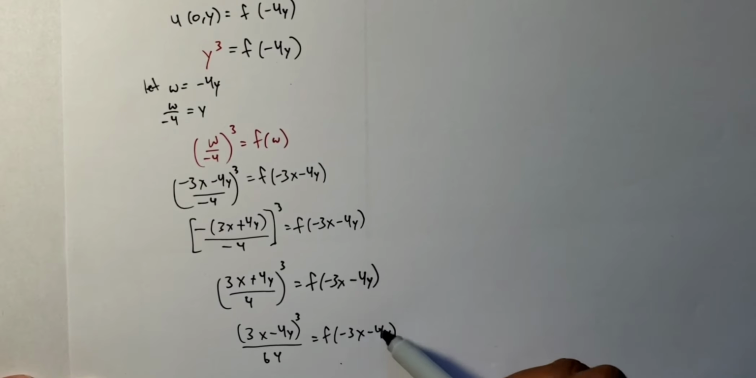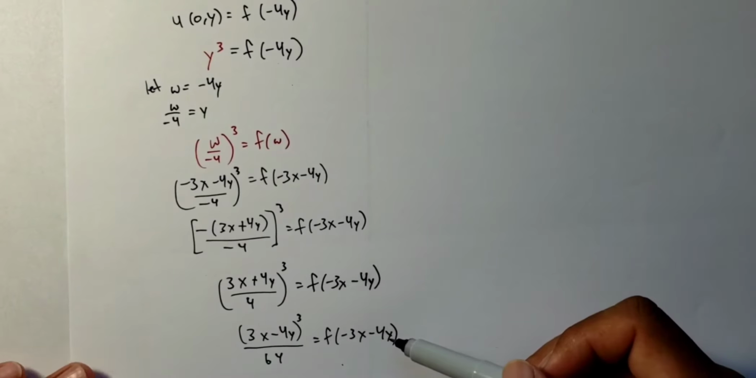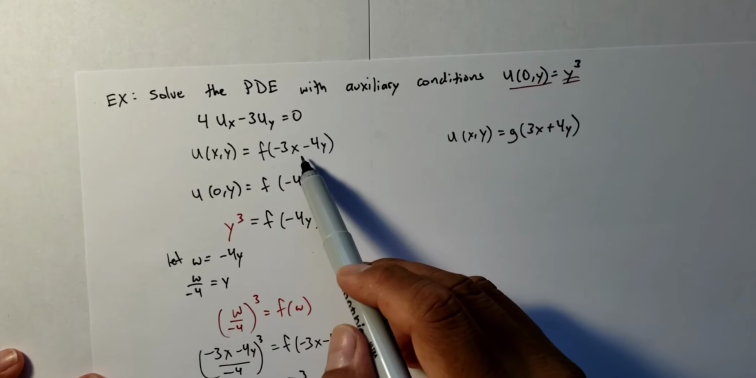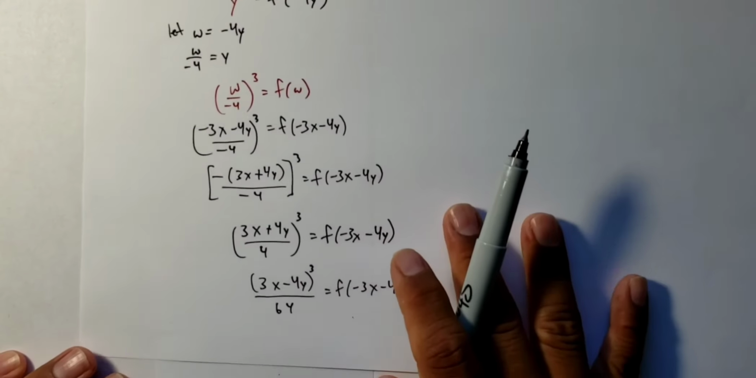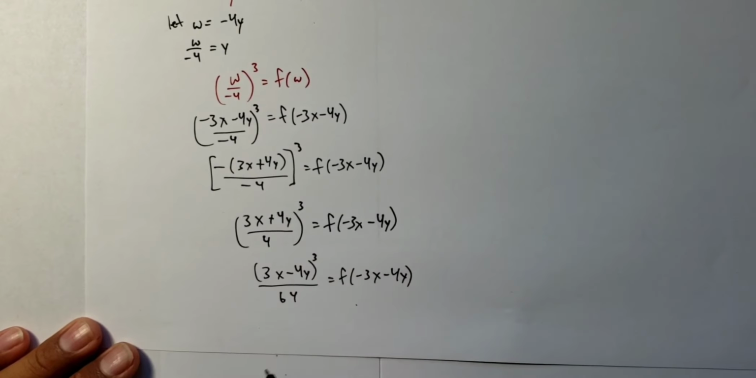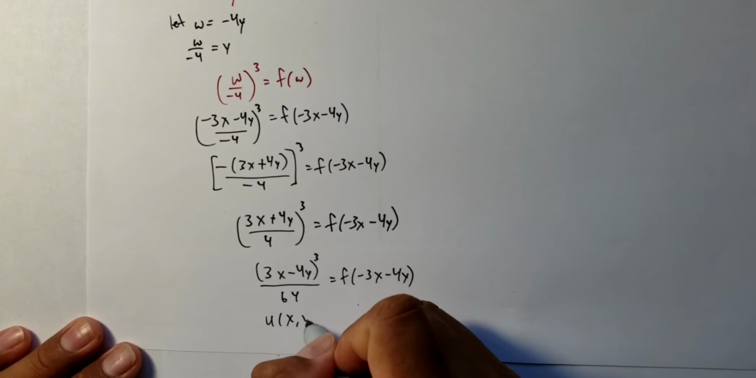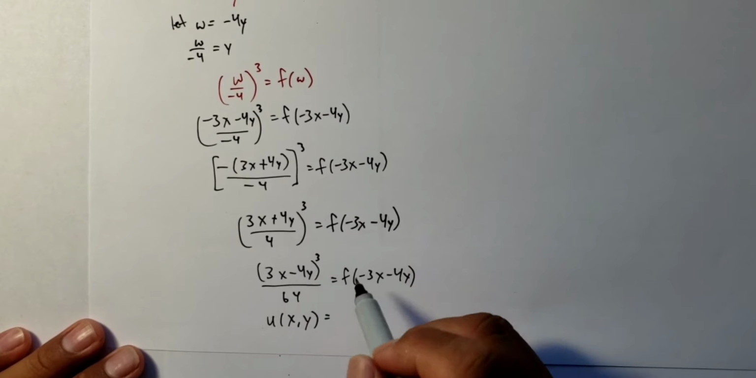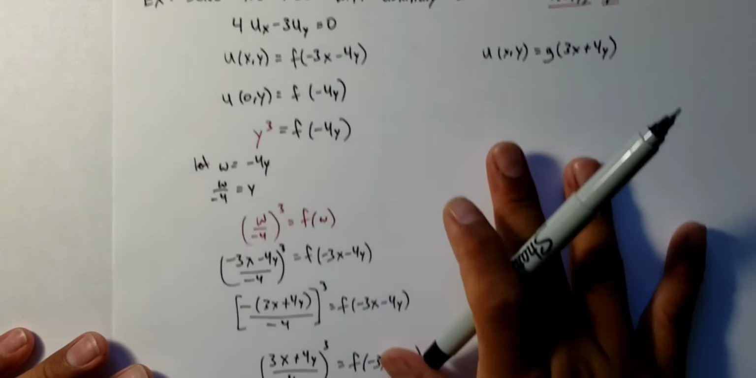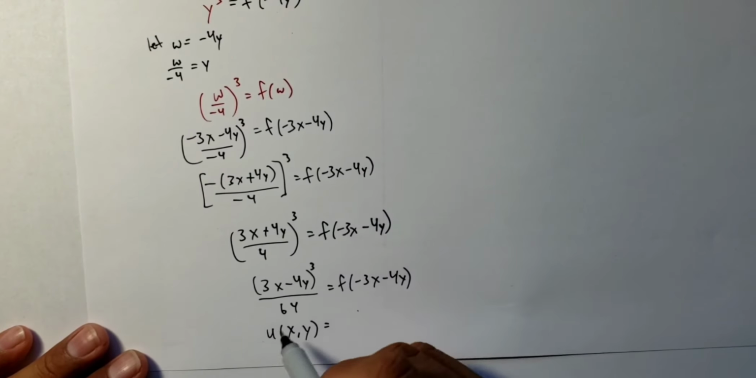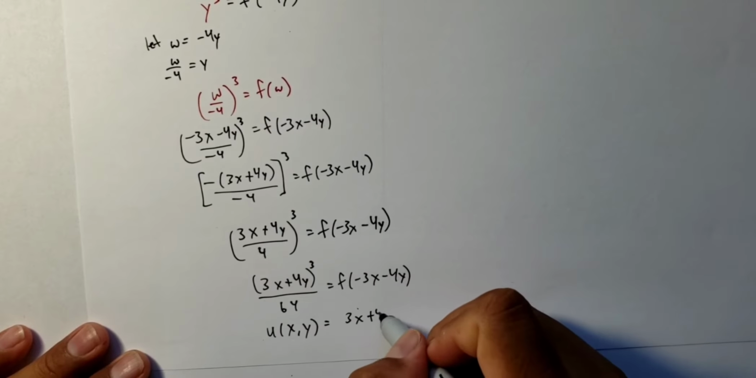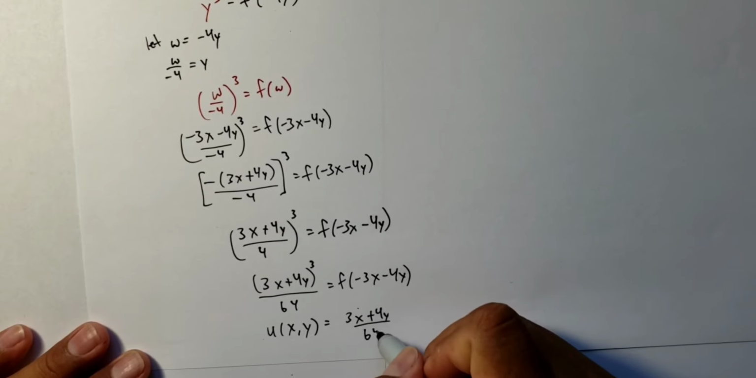But notice that by transitivity, up here we said that u of x, y equals f of negative 3x minus 4y. So I'm going to rewrite it and switch these around. Our function u of x, y that satisfies this PDE along with the auxiliary conditions should be the following, and we'll check that in a bit. It's going to be 3x plus 4y, all to the power of 3, over 64.